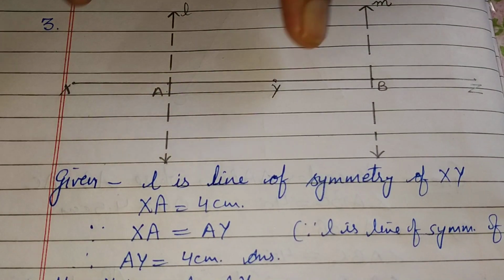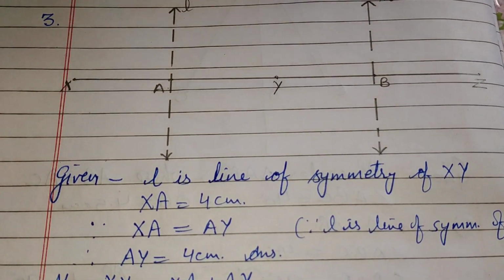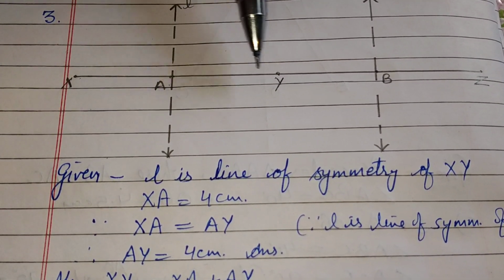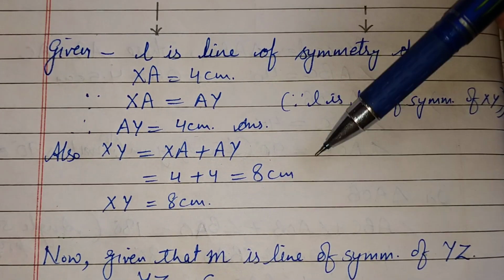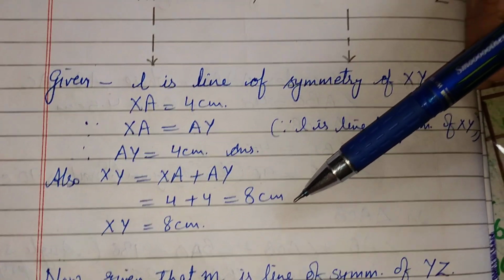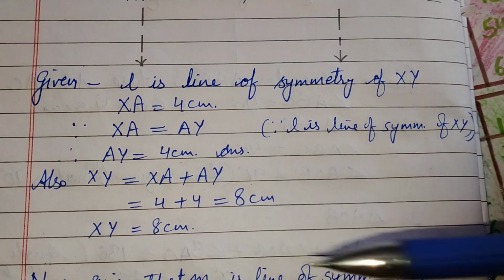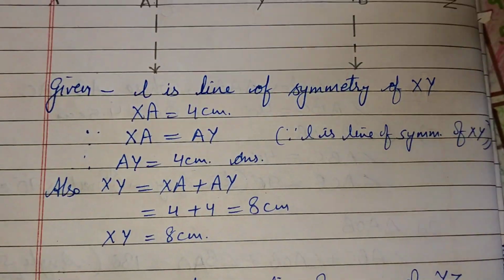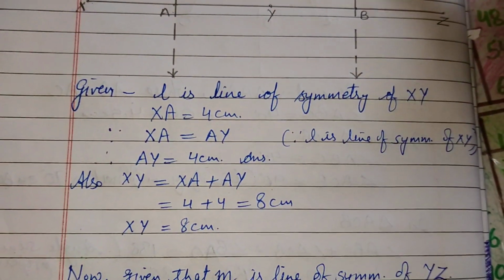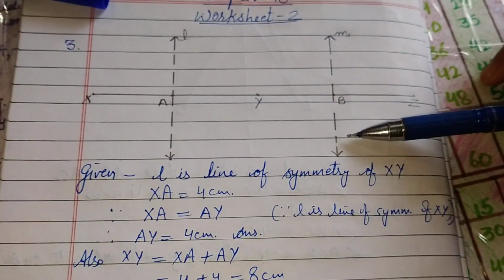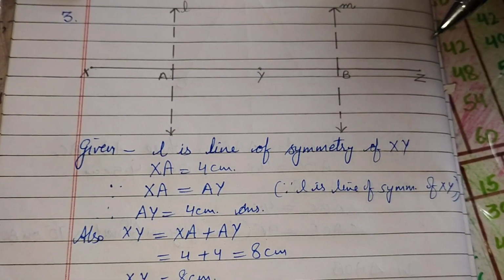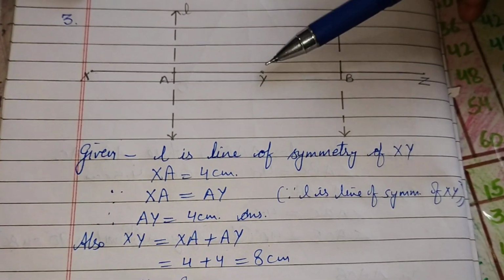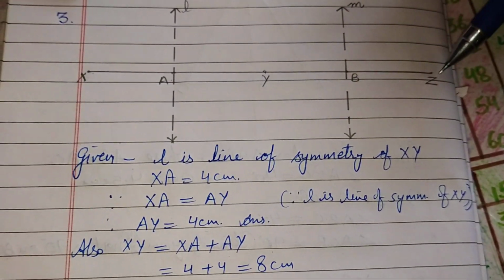Now we will find the length of XY. We know that XY is the sum of XA plus AY. We will add these two: 4 plus 4 is equal to 8 centimeter. Clear? XY is 8 centimeter. Now it is also given that M is the line of symmetry of YZ. It means M is dividing YZ into two equal parts, which are YB and BZ.